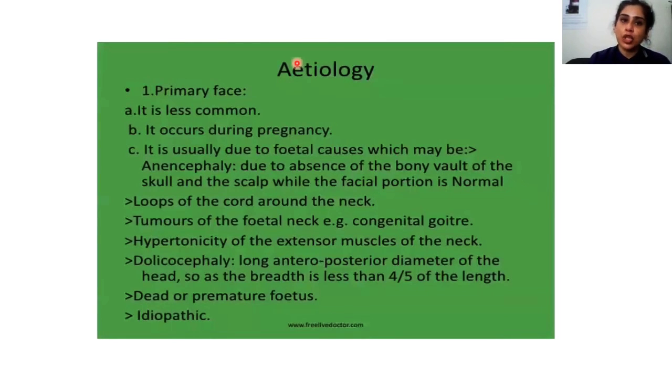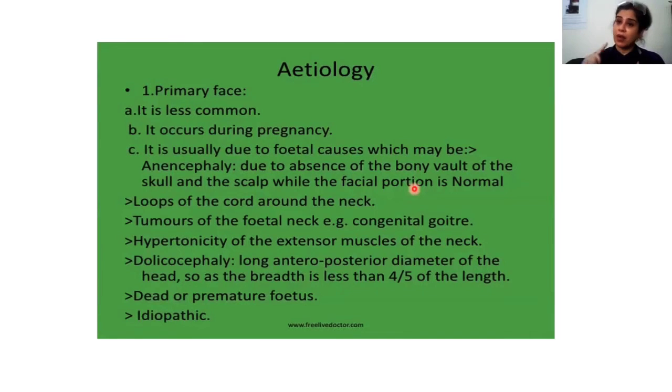Now talking about the etiology, why does the face presentation occur? So it can be because of various reasons. Primary face presentation is rare and it mostly occurs during the pregnancy. It is usually caused due to some fetal factors or maternal factors. To name a few, there is a condition known as anencephaly where there is absence of bony vault of the skull and the scalp while the facial portion is normal. So in this condition, mostly the baby is lying in face presentation.